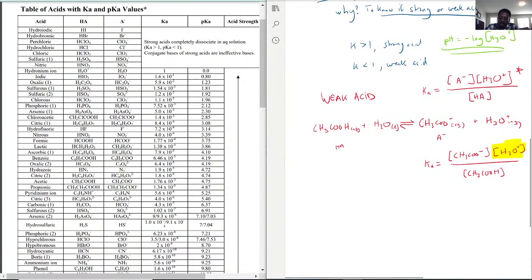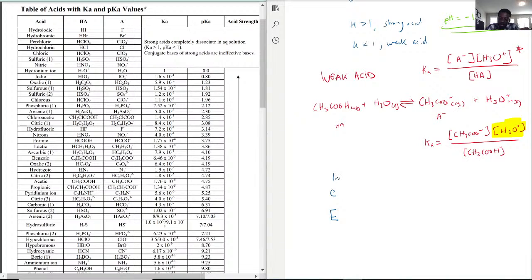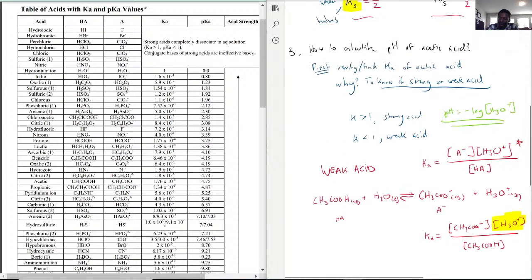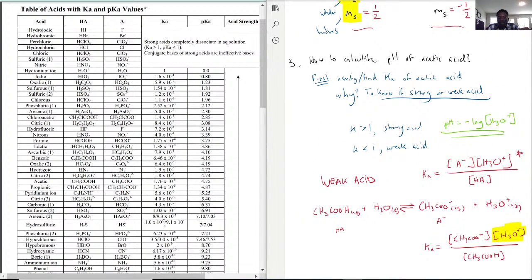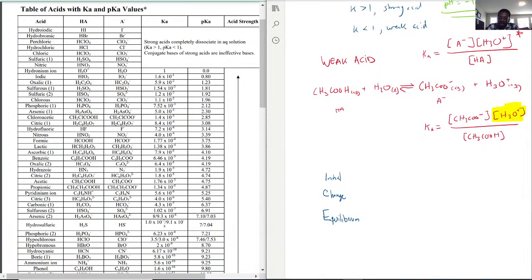But I wouldn't try to isolate it from this equation. I would use what we call an ICE table, which stands for initial, change, and equilibrium. The reason we do this is that whenever they ask you to find the pH of weak acids, or any acid really, they have to give you the concentration of the acid. Like if I want to find the acidity of hydrochloric acid, I need to know the molarity, the concentration, moles per liter. That's the initial amount of the acid we start with.